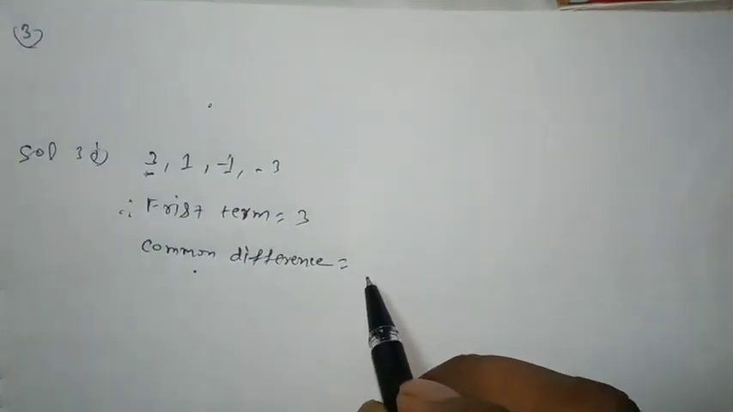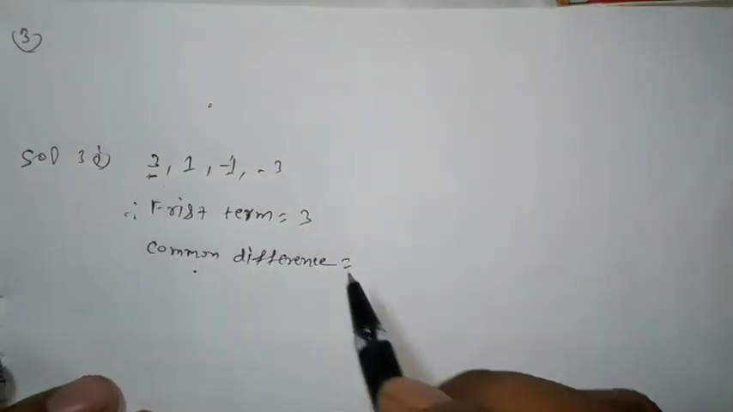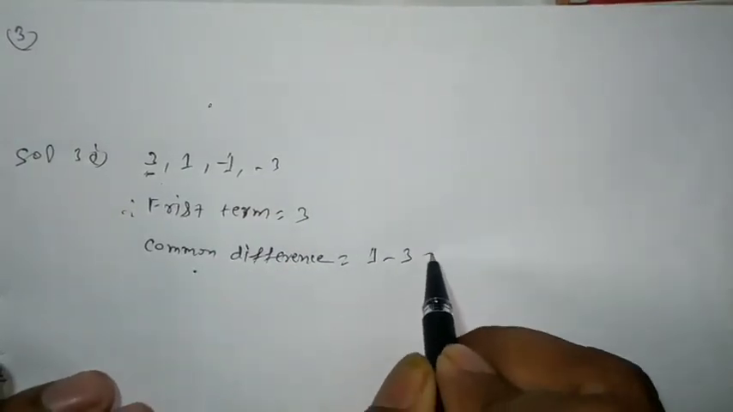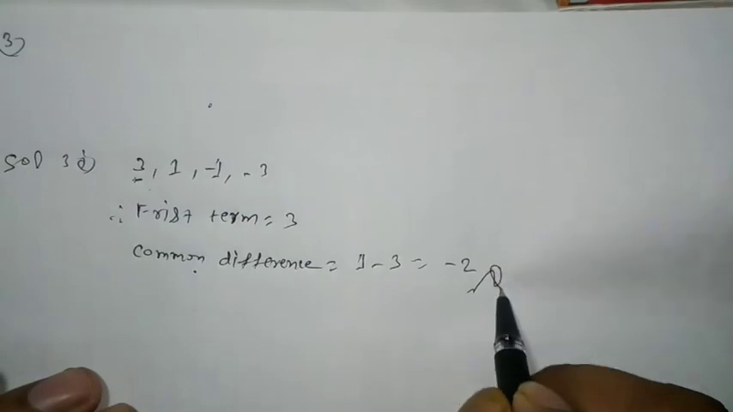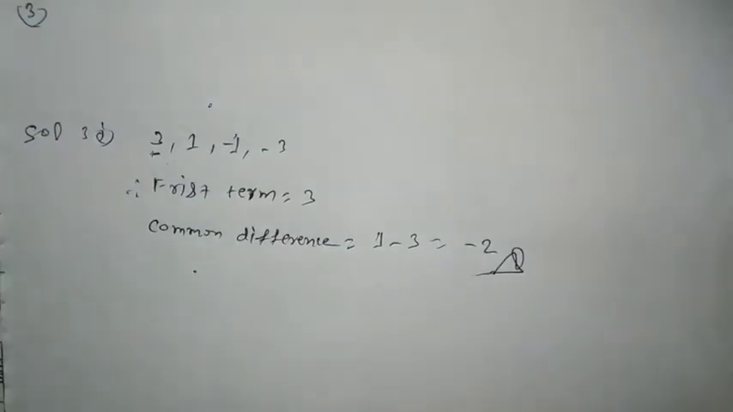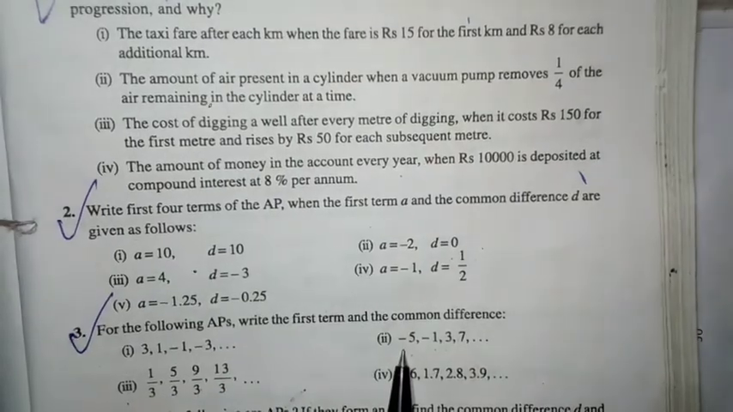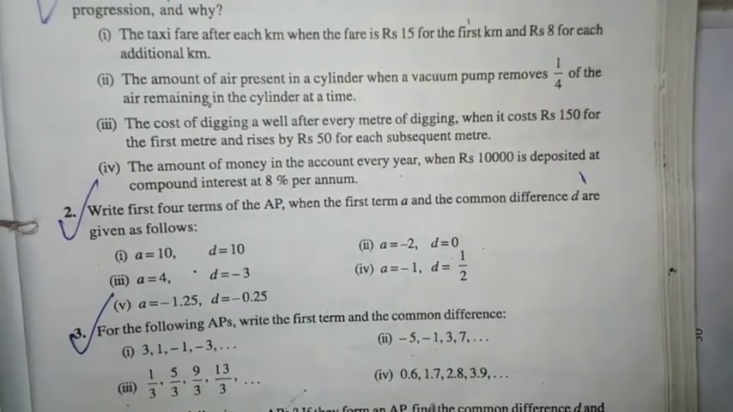D is equal to second term minus first term. 1 minus 3 is equal to minus 2. Answer. 3 is the first term and the common difference is equal to minus 2. Similarly, you can solve the second question, third question and fourth question.